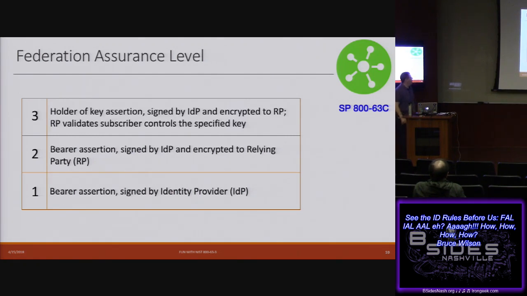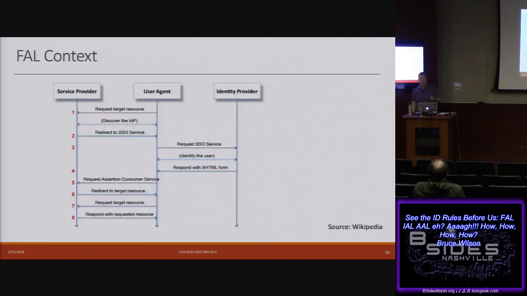And then level 3 adds this holder of key assertion. Now, this does get into a lot of fairly complex stuff, and not everybody supports being able to do a holder of key assertion. So this is going to be interesting, and this whole concept of federation assurance level is completely new to this version of the document. But here's the problem that they're trying to solve.